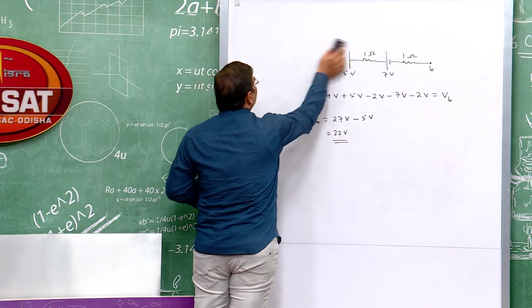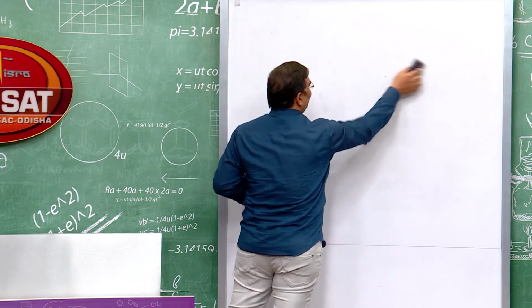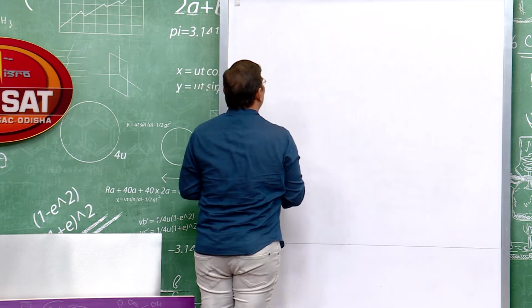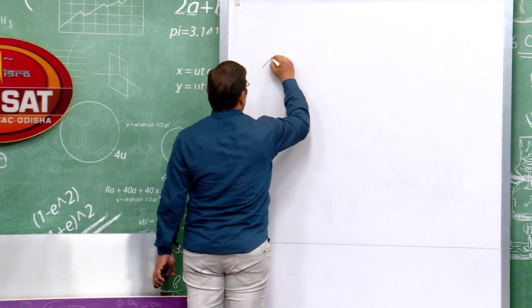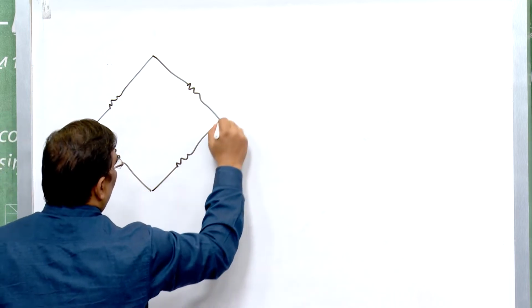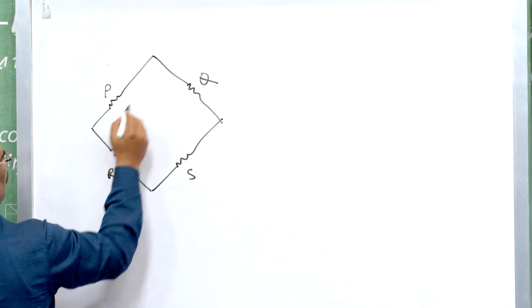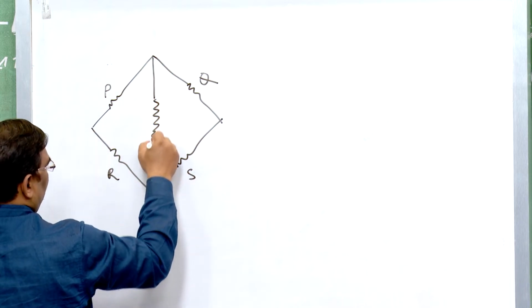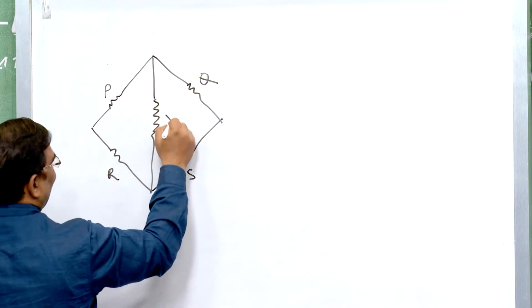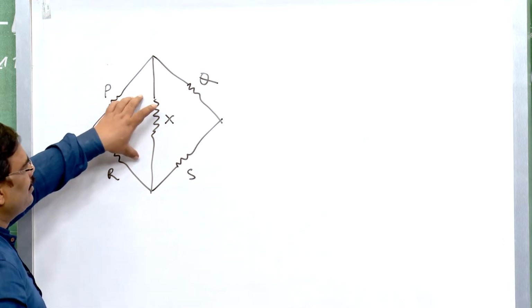A Wheatstone's bridge is a network of resistors, there are 5 resistors connected in such a way that they form a bridge. Suppose the resistances are P, Q, R and S, and there is another resistance X. So, this is a Wheatstone's bridge. Now, let us calculate the balanced condition. Let us find the balanced condition of this bridge.